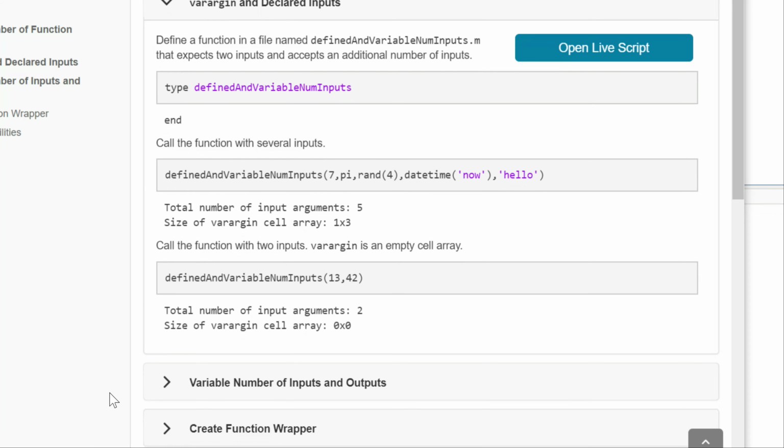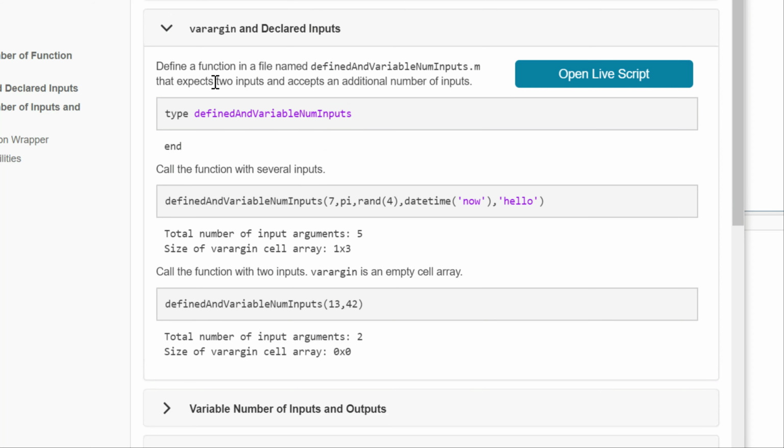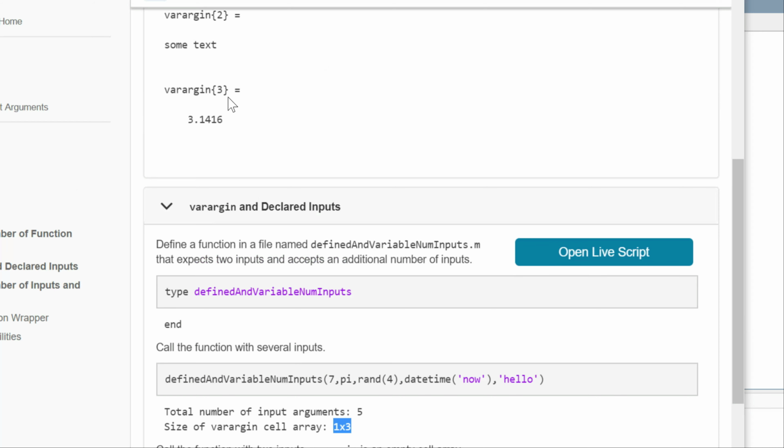Would you mind going back to what we just said real quick? Yep, no sweat. Okay, so this guy expects 2 inputs. Yeah. And it accepts additional inputs as needed. Right? So here's 7 and pi. Those would be like the first variables that are like they're always going to show up. Like here's 13 and 42. Right? And then inside the function, you would write varargin, and inside that variable would be a cell array that's 1 by 3, so it contains 3 things: rand 4, daytime now, and hello. And then you would pull it out the way we pulled it out here with these curly braces.